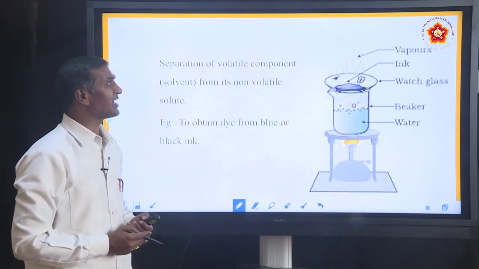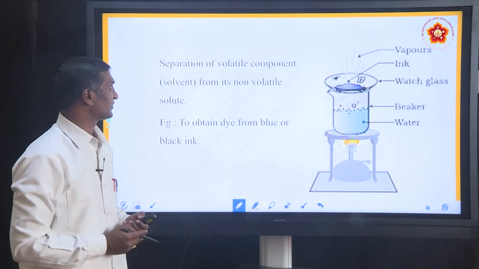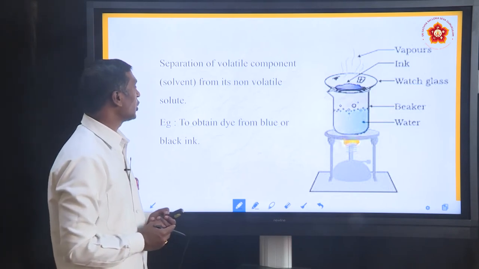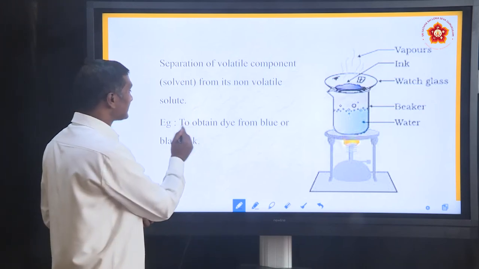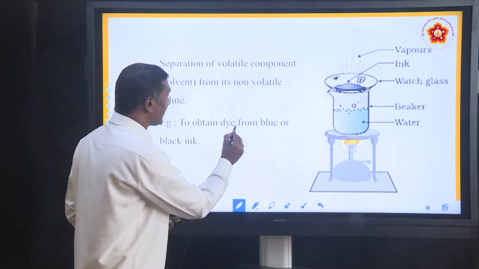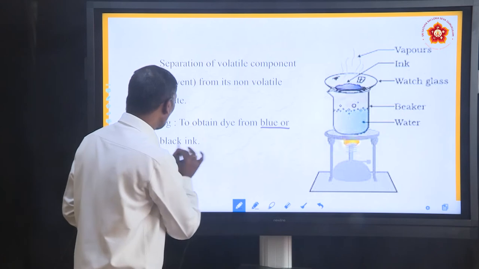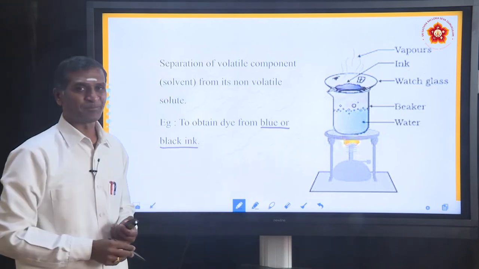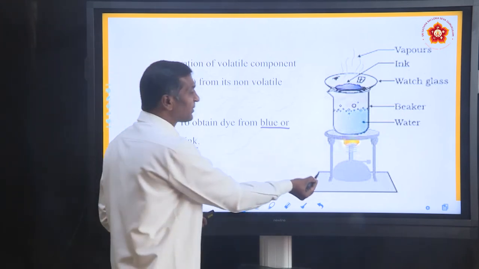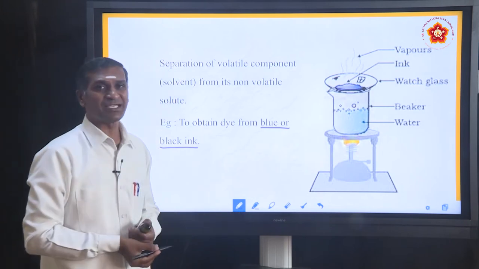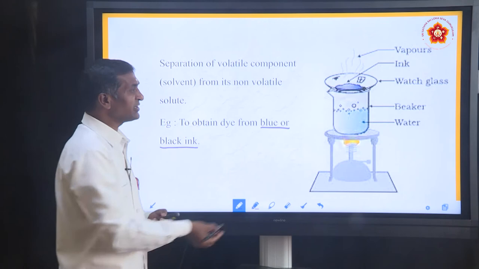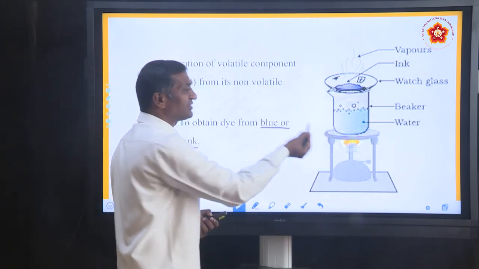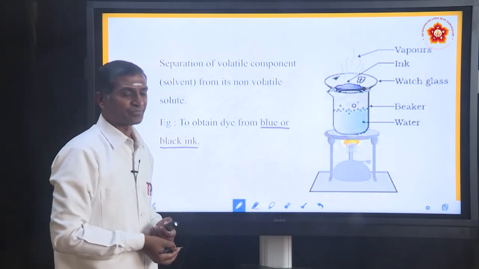Separation of a volatile component from its non-volatile solute. For example, obtaining dye from blue or black ink. You just observe the picture that is viewable for all of you. Arrange the apparatus as shown in the picture.